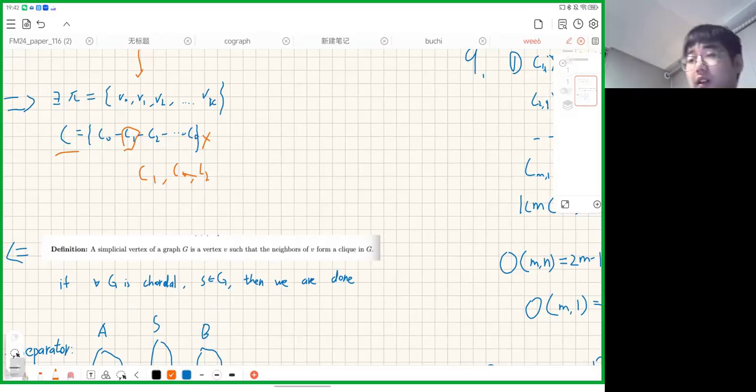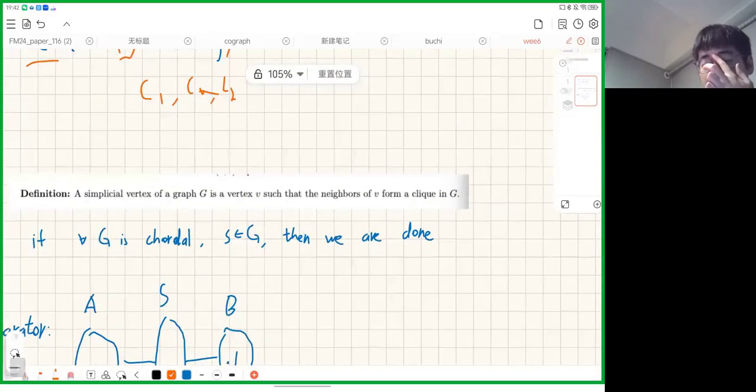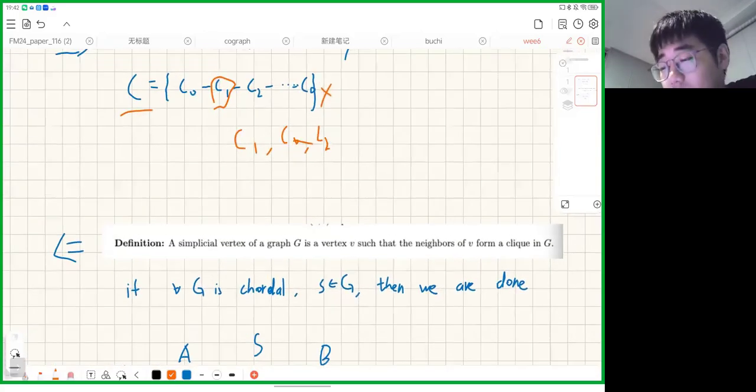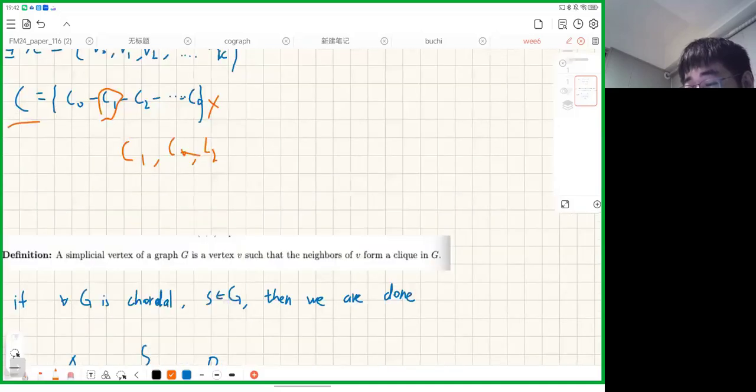Okay, then the reverse direction is much harder to prove, and let's do that together. First, I will give you a definition. A simplicial vertex is a vertex whose neighbors form a clique. So basically, in a clique, every vertex is a simplicial vertex. And if we can prove that every chordal graph has a simplicial vertex, then we are done, because then the algorithm is really easy.